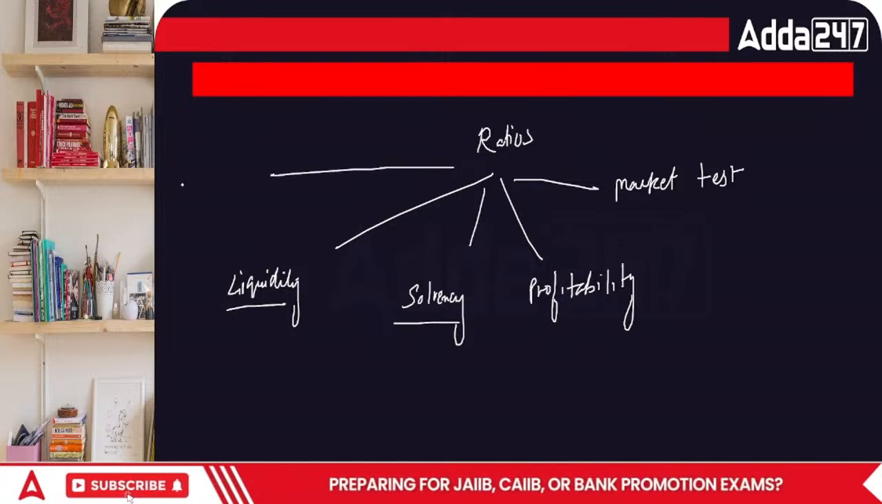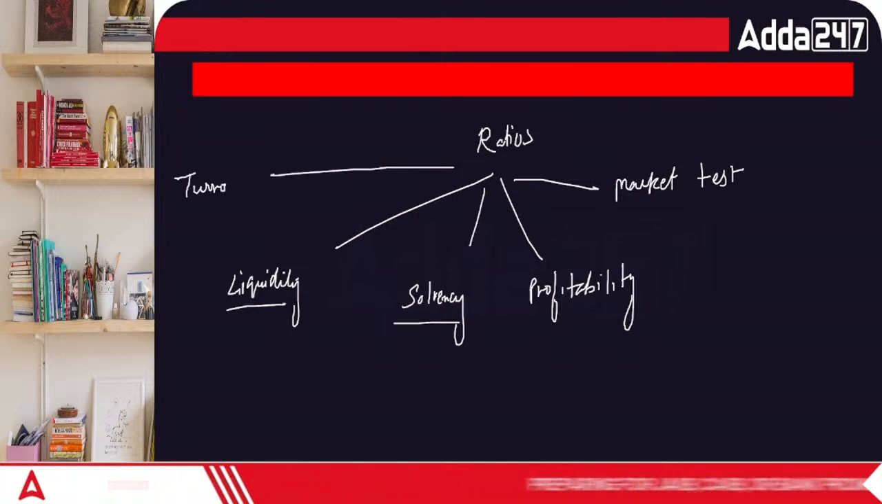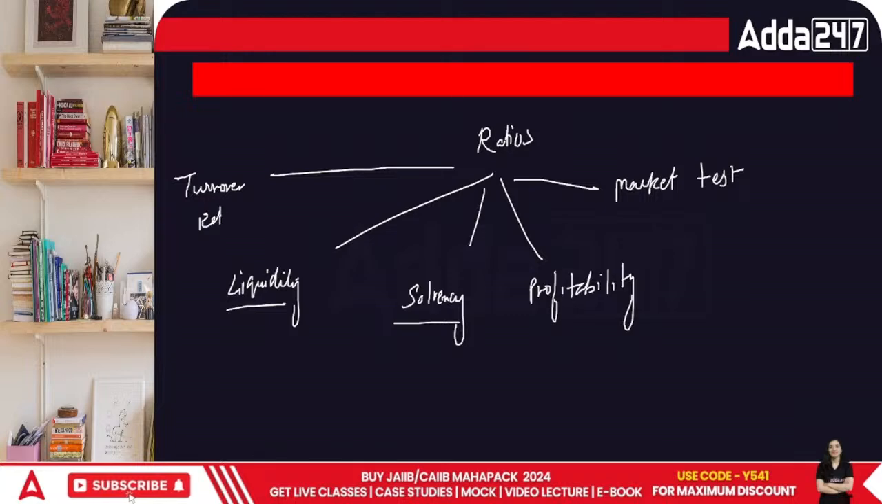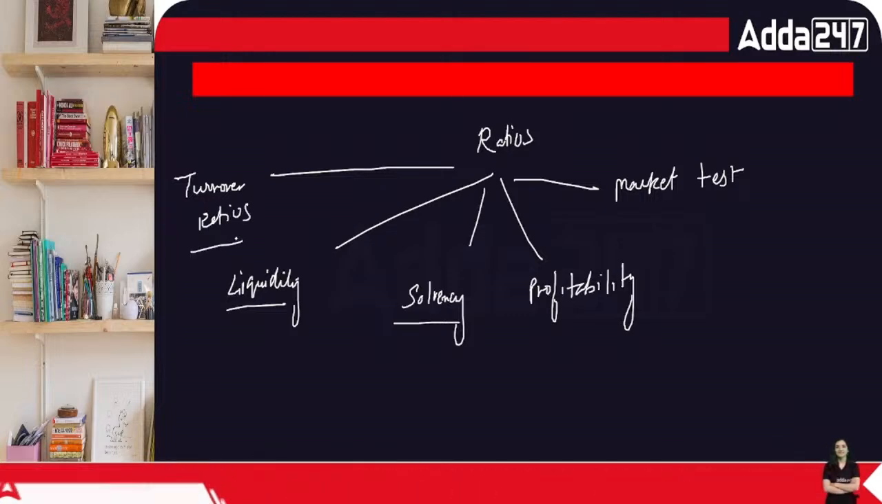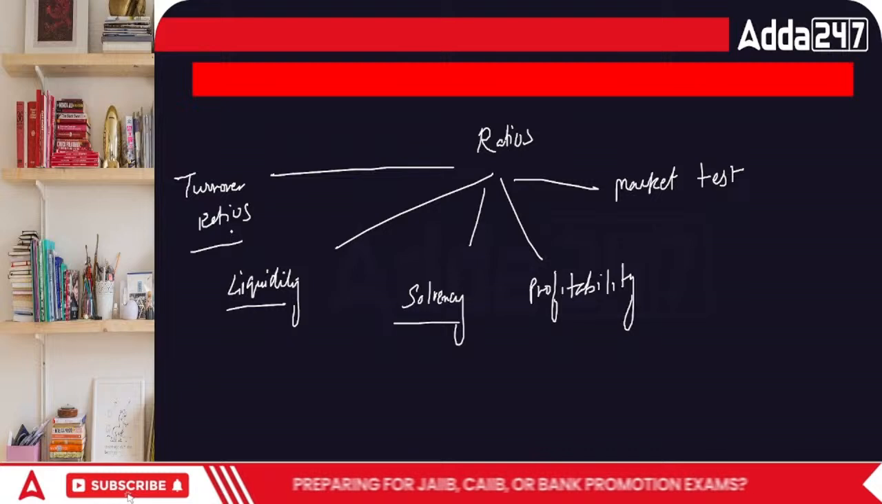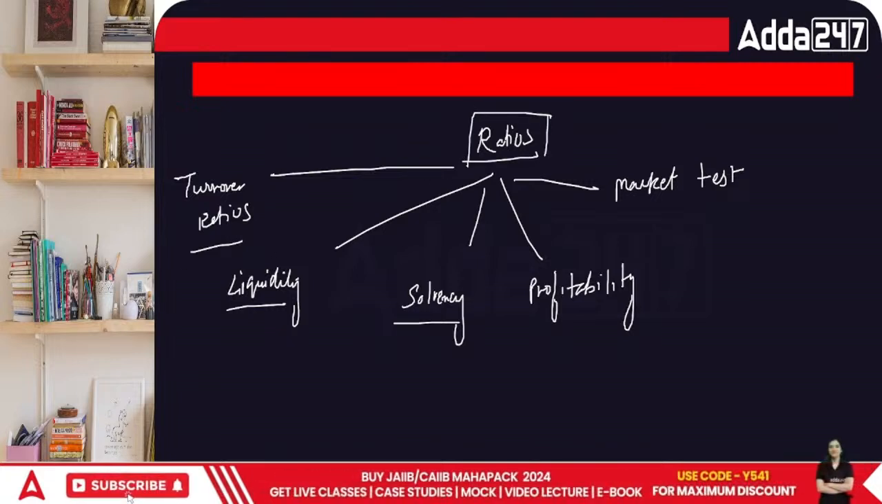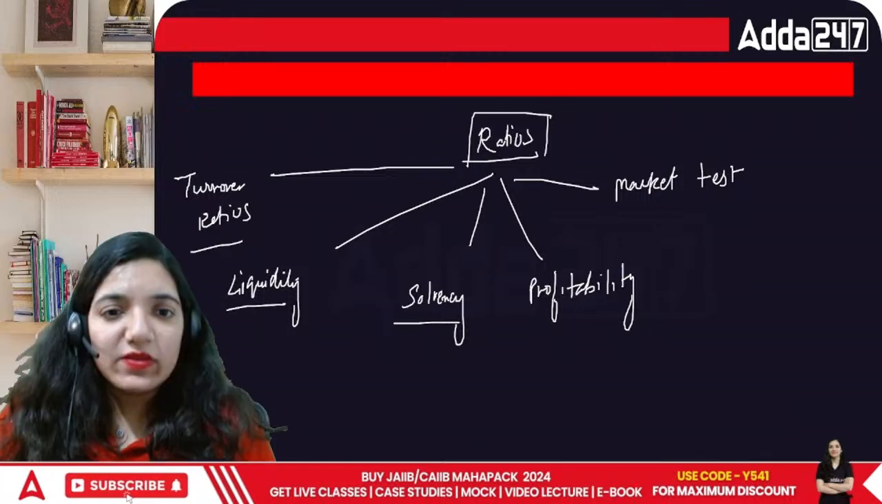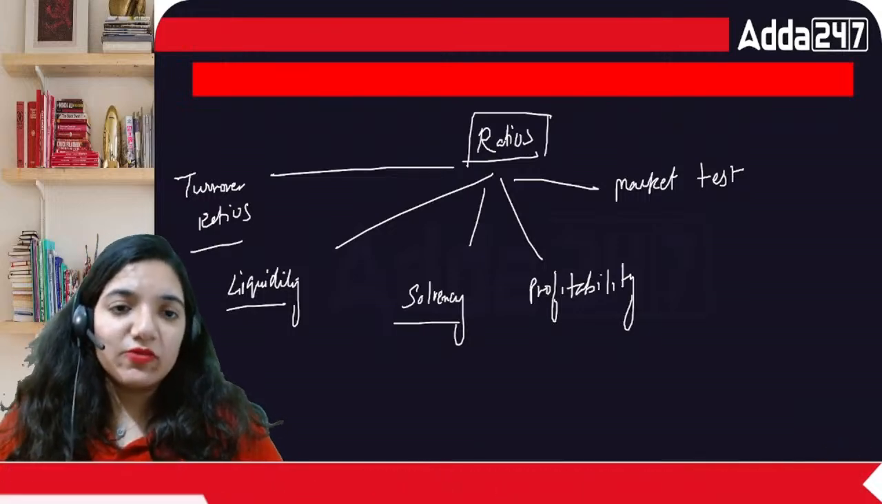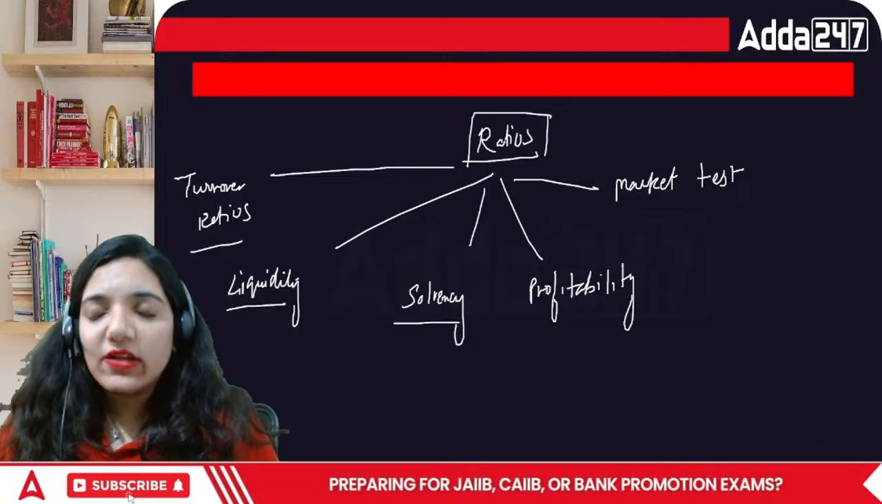Then there are turnover ratios. And there are some miscellaneous ratios as well. So you will find all these specific bases on which we define our ratios. On this basis, you will be able to find out what we do about the entire area of ratios.